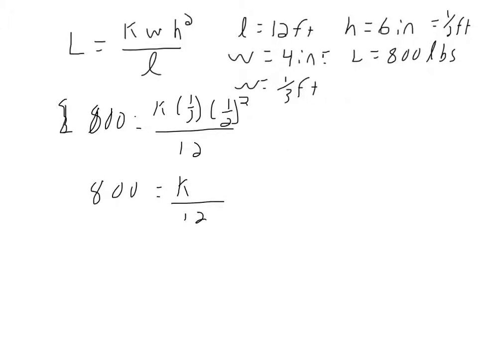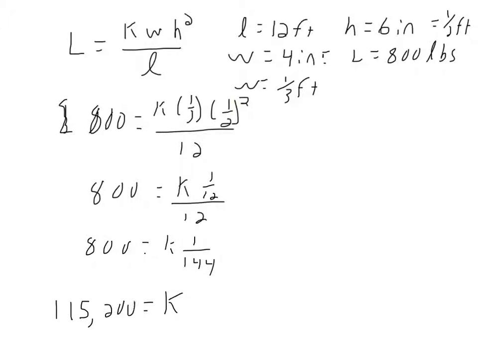So I'll have 800 equal K. A half squared would be a fourth, times a third would be a 12th. And so that'd be K times a 12th, and since that's divided by 12, 1/12 divided by 12 is 1 over 144. Multiply each side by 144, and I'll get the value of K, which is the first thing I need here. K comes out to a pretty big number, 115,200.